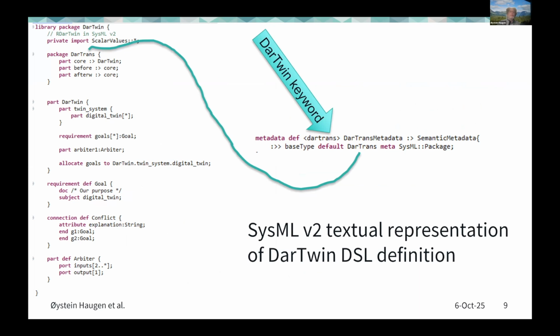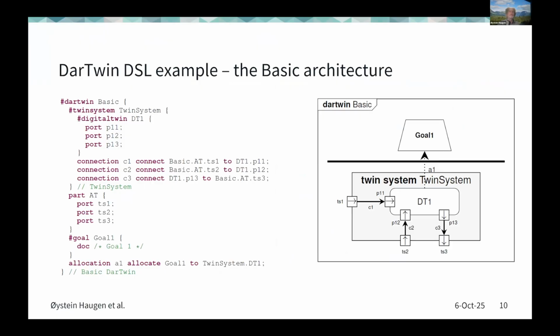Okay, so now we have an example very close to the example shown in one of the first slides, where you have a simple DarTwin. This represents a simple goal and a very generic digital twin, etc. And so here again, we have the DarTwin, and following the twin system, defining the design below, and the digital twins also having ports just as normal UML composite structures.